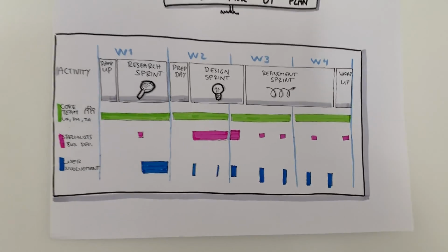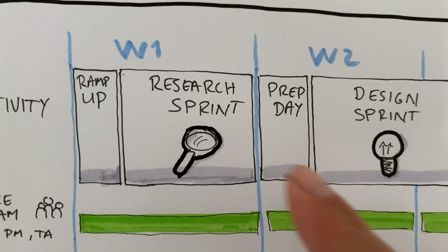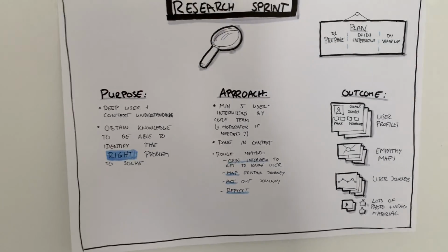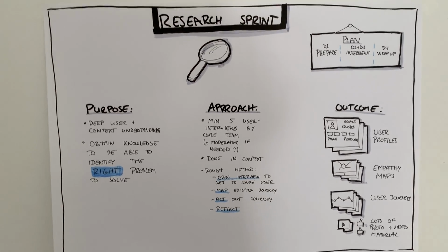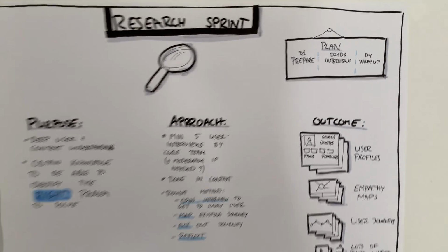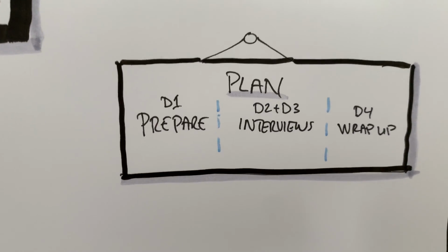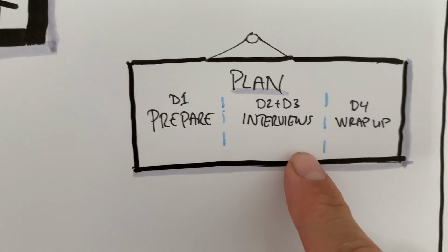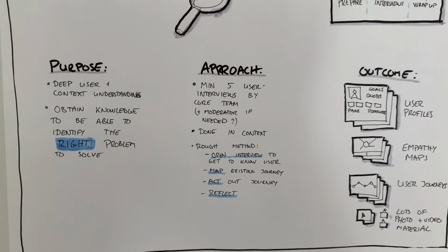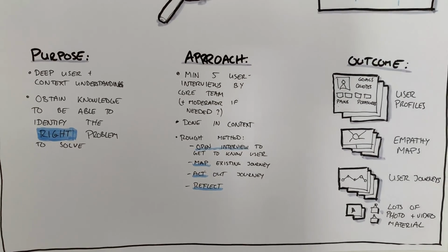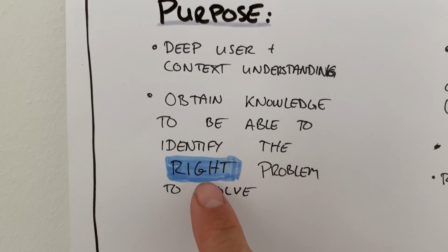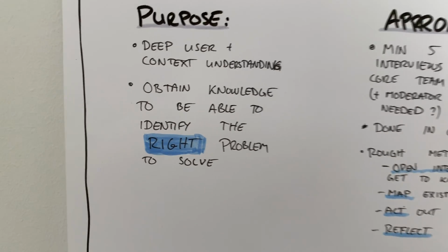So if we look at the first sprint, the research sprint, I have detailed that a little bit here on this painting. Basically, it's a 4-day research sprint activity consisting of day 1 preparing, and day 2 and 3 doing interviews, and day 4 wrapping up. Basically, the purpose is to understand the users and the context to make sure that we are designing for the right problem and we're solving the right problem.